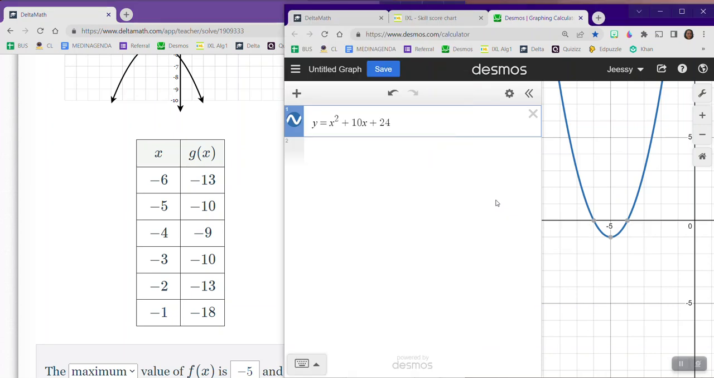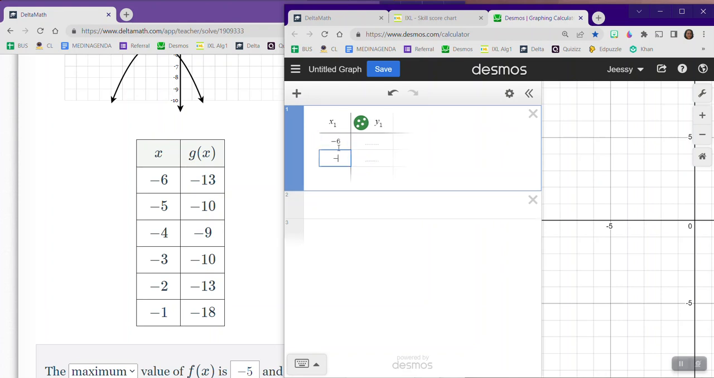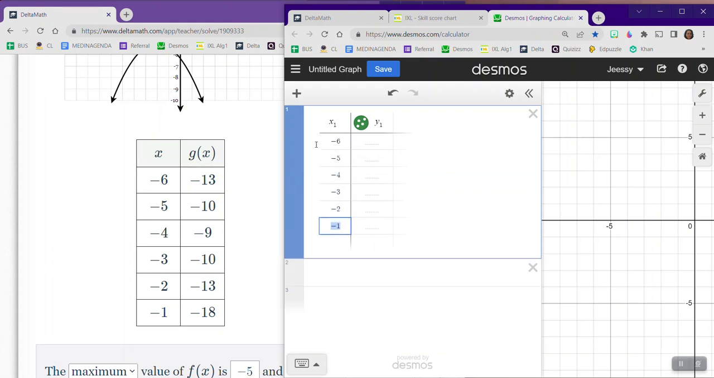Now, if you can't visualize it, then you go to Gizmos, you hit the plus sign, table, and here you go. -6, -5, -4, -3, -2, and then -1. And then over here, -13, 10. So the other situation would be you grab a piece of paper, graph paper, and you start plotting the points. But we have a calculator that can do that for us, so we can go ahead and -2, -13, -1, -18.